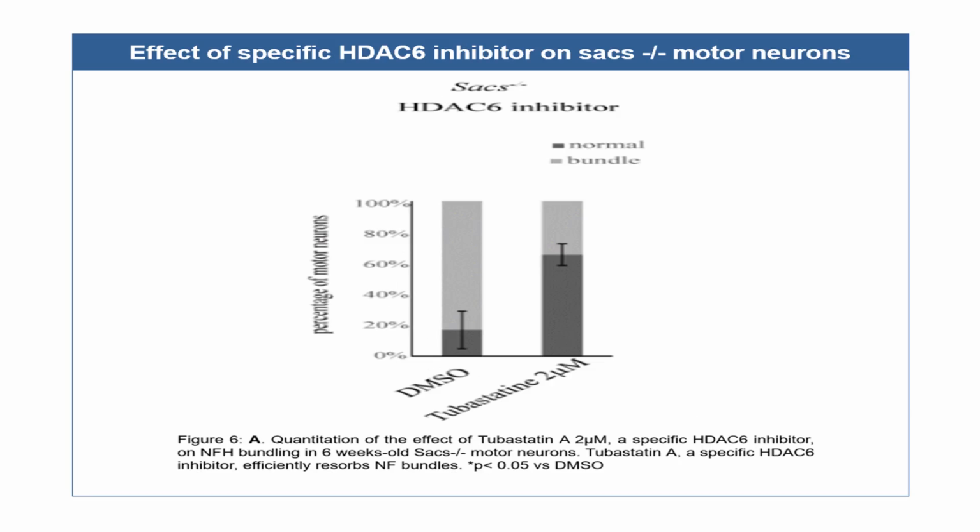The HDAC6 inhibitor tubastatin A was used on SACS knockout motor neurons and significantly reduced the percentage of neurofilament bundles. Tubastatin is most effective for bundle resorption in SACS knockout motor neurons and may be a valid therapeutic approach. Further testing on various ARSACS mutations is necessary to validate this claim.